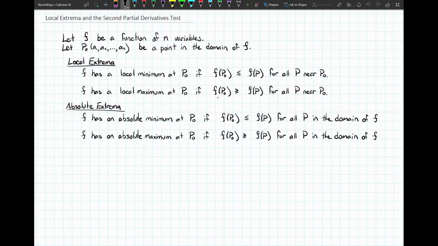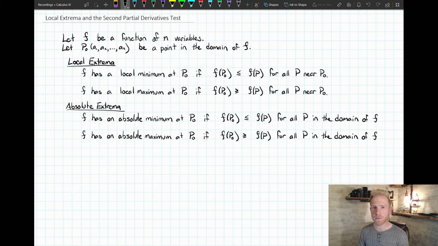But here, f evaluated at p naught is greater than or equal to f evaluated at any point near p naught. For absolute extrema, we simply need to change that last bit of wording into any point p in the domain of the function. So for instance, an absolute maximum would be if f evaluated at p naught is greater than or equal to f evaluated at any point in the domain of f. Now in this video, we're going to be focusing on local extrema.